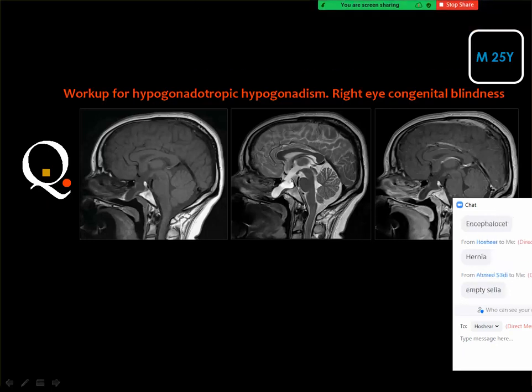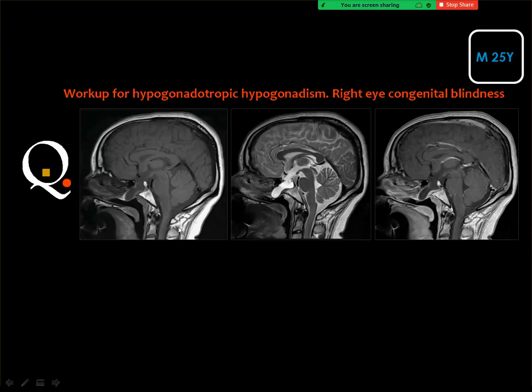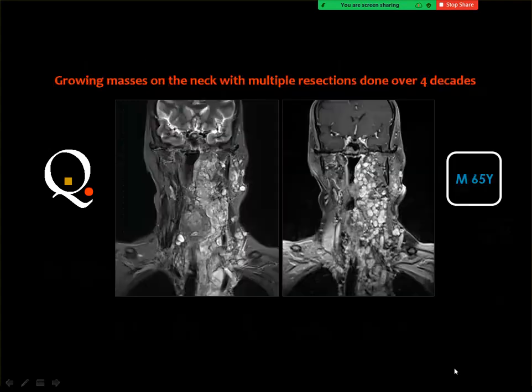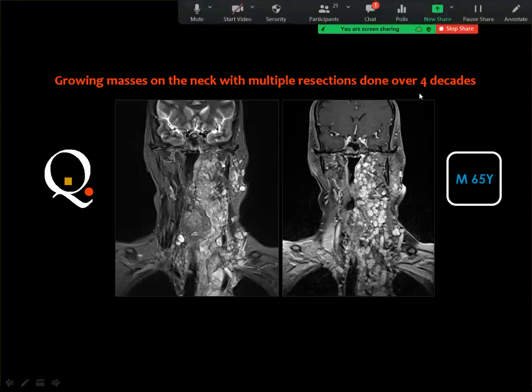Encephalocele, yes. This is encephalocele, and you see that there is herniation of the CSF through the sphenoid sinus or through the skull base. There is no significant enhancement, and this is trans-sphenoidal meningocele. If it contains some of the brain tissue, you may say that this is trans-sphenoidal encephalocele.